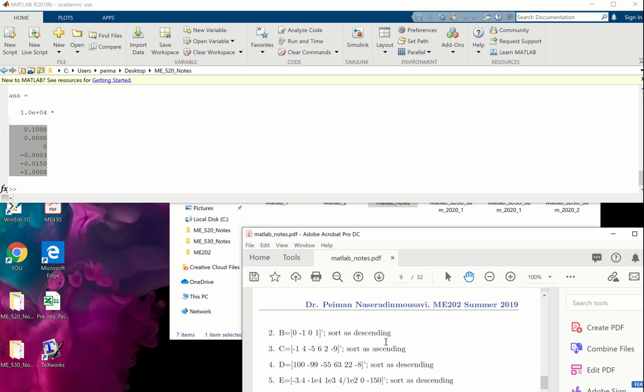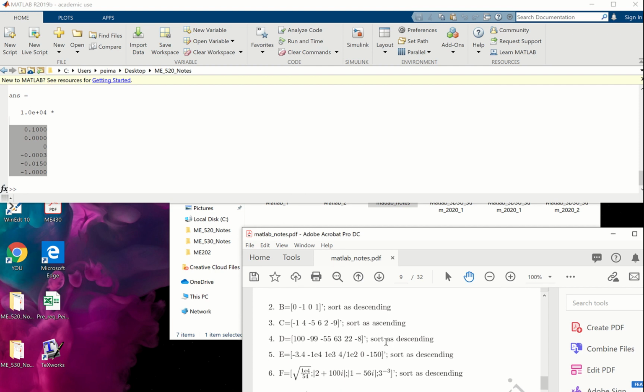Okay. Now, number 6. F is equal to square root, SQRT of 1E4 divided by 54. That's right. I taught you in the first class. And this is a column. This is another way of writing a column. Okay. Hold on. Bear with me. Now this is an imaginary number.